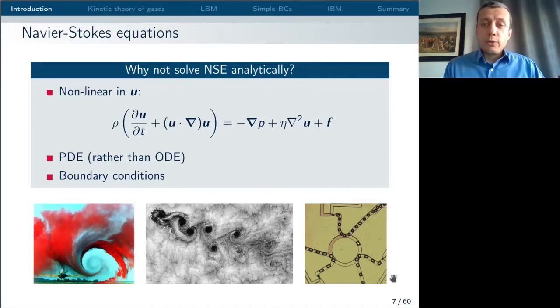Why don't you do this analytically? Well, the Navier-Stokes equations are quite complicated because you have a nonlinear term in the velocity. You can see that here u appears quadratically. Also, as I said before, the Navier-Stokes equation is a partial differential equation rather than an ordinary differential equation, which makes it much more complicated to solve. And in general, you have complex boundary conditions.